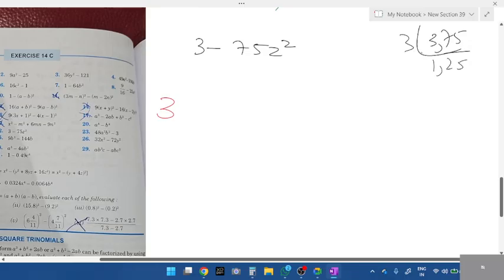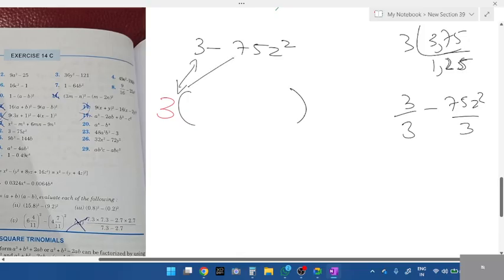Take LCM for both. 3 ones are 3, 25 is 75, right? Anything else common? Okay, I've taken 3. Then what's the next step in factorization? Once you take out, what should be inside? The remainder. In order to get the remainder, what do we do, Amani? Divide. Yes, 3 with 3. And take the second one, minus 75 z square with 3.